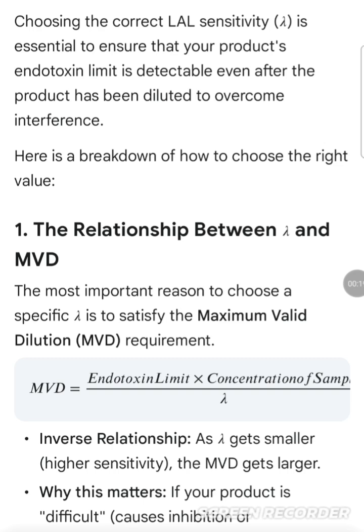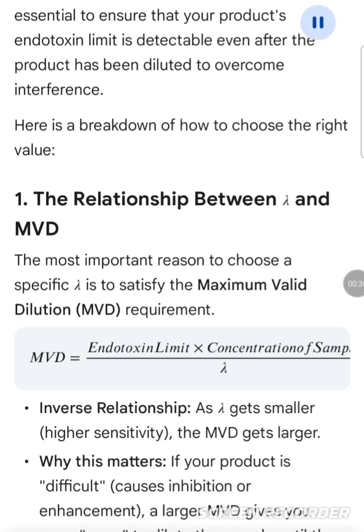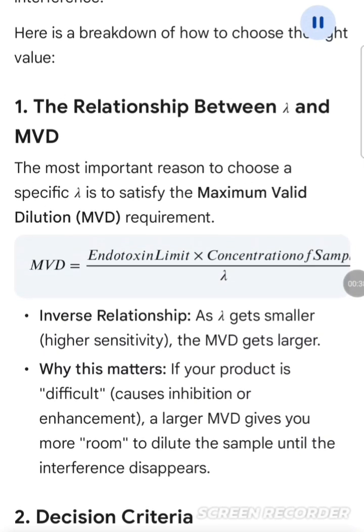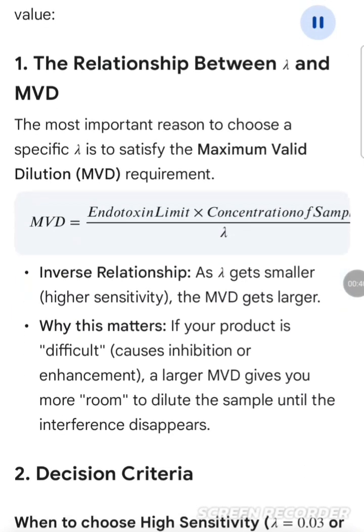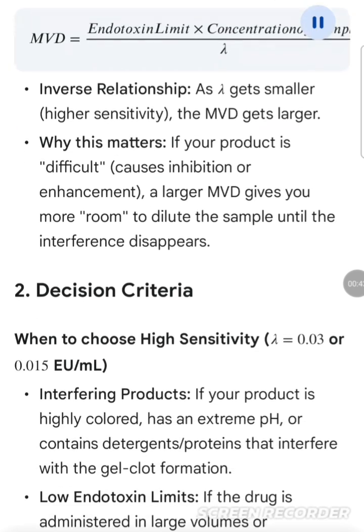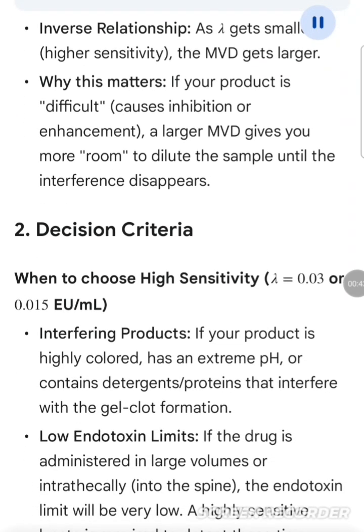1. The relationship between lambda and MVD. The most important reason to choose a specific lambda is to satisfy the maximum valid dilution, MVD, requirement. Inverse relationship: as lambda gets smaller, higher sensitivity, the MVD gets larger. Why this matters: if your product is difficult, causes inhibition or enhancement, a larger MVD gives you more room to dilute the sample until the interference disappears.